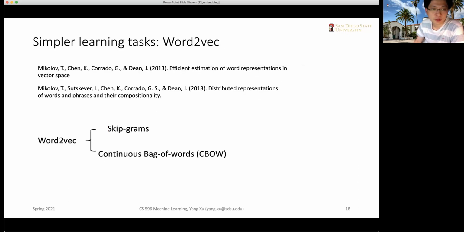Okay, so here's the point where we come up with the word2vec model. It was first proposed in 2013, and the original model proposes 2 different ways to construct the learning objective, the objective function. They are called skip-grams and continuous bag of words, or CBOW. We'll first look at the skip-grams.